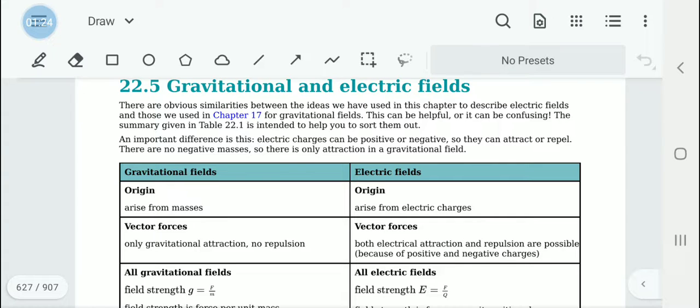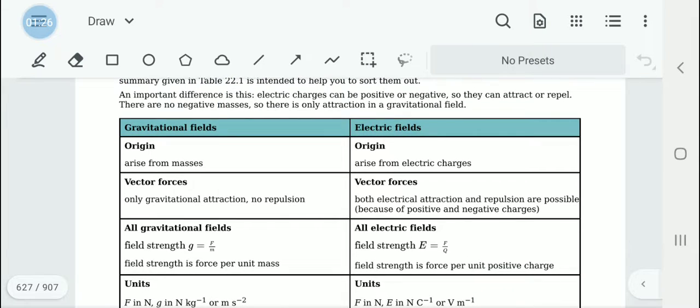So let's compare these two now. Gravitational fields arise from masses. Electric fields originate from electric charges. Then the forces: in gravitational fields, only attraction, no repulsion. In electric fields, both attraction and repulsion are possible because of the positive and negative charges.